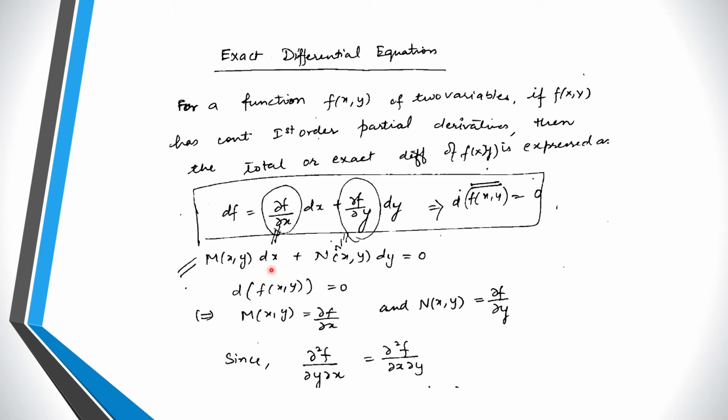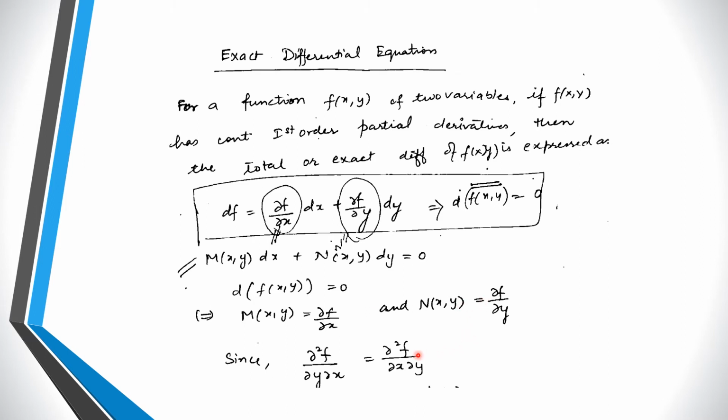So on comparing, what we have is M should be equal to the partial derivative of f with respect to x, and N should be equal to the partial derivative of f with respect to y, right? So what we have, M is this one, N is this one.